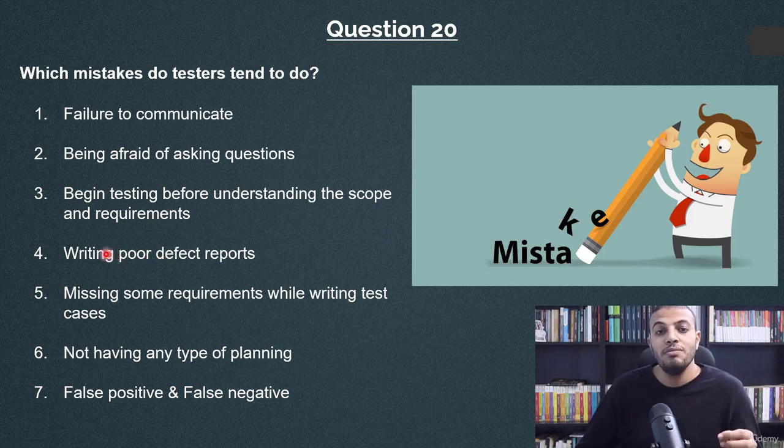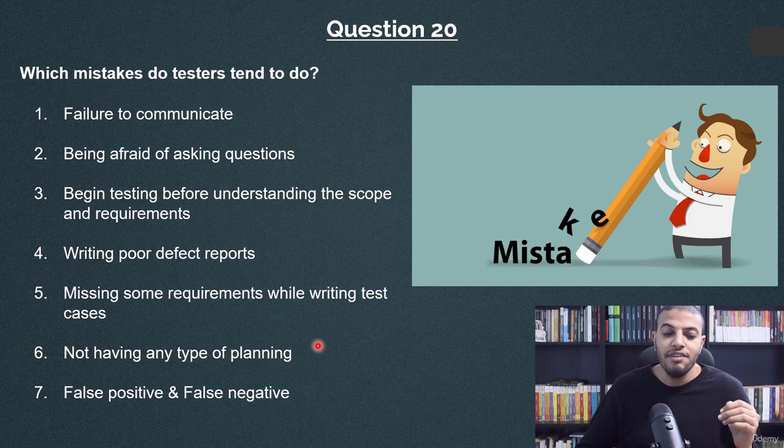Writing poor defect reports. Writing a good defect report is a very important thing. On the other hand, if you write bad quality defect reports, this is a bad thing, okay? It will waste a lot of time. The developer mostly will not understand what you are talking about. Also, missing some requirements while writing test cases. This is why we said earlier that we need a requirements traceability matrix in order to make sure that all requirements are covered with test cases.